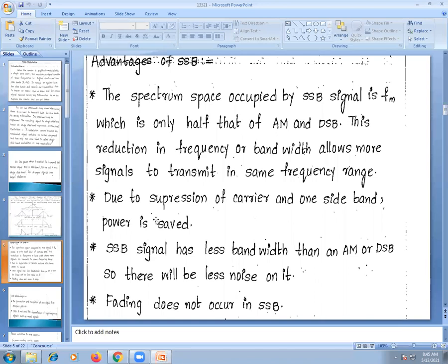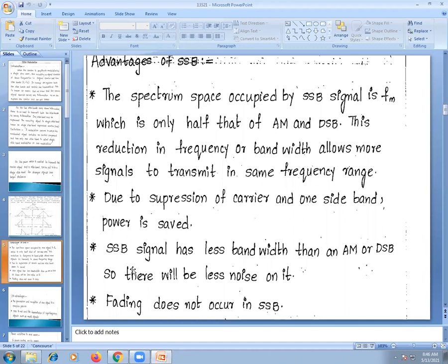So due to suppression of the carrier and one sideband, the power is saved. Almost 85% of the power is saved in this SSB generation technique. And the third one is that the SSB signal has less bandwidth than AM or DSB.